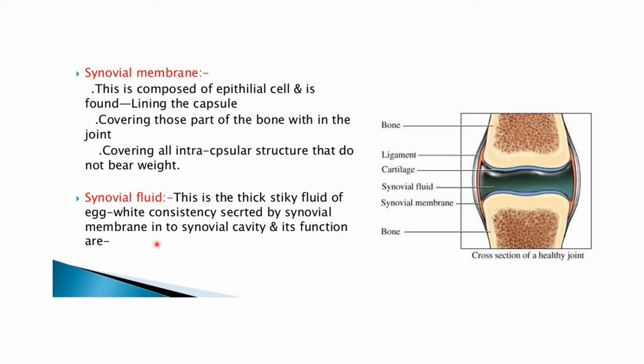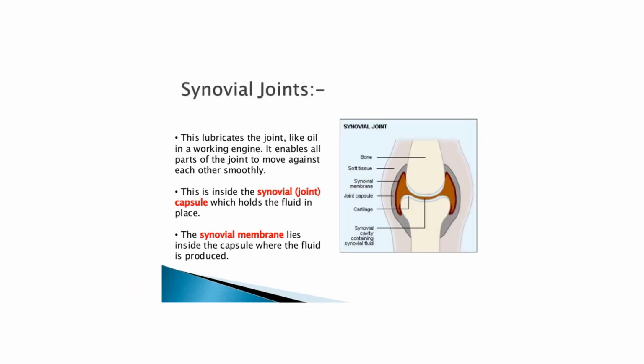Now there is something which is known as synovial fluid between the two bones. This fluid is secreted by the synovial membrane and its function is as a lubricant. That means the fluid acts like oil in a working engine. It enables all the parts of the joint to move against each other smoothly. So this is also inside the synovial capsule, which holds the fluid in place. Now comes the synovial membrane, which lies inside the synovial capsule, as we discussed earlier.